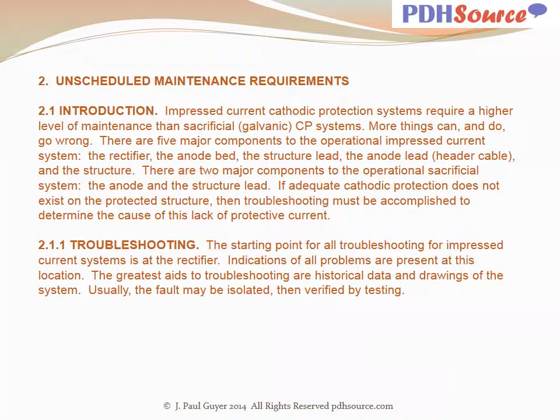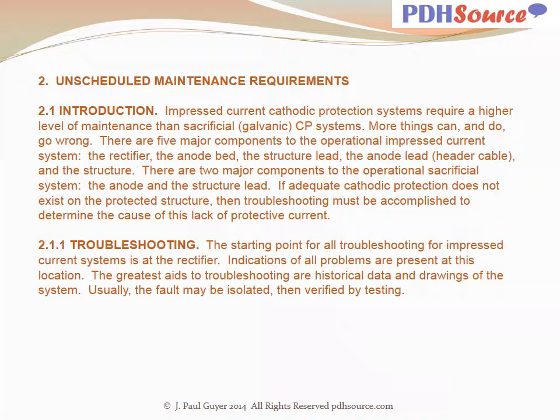Now, moving on to Chapter 2, if you will, the unscheduled maintenance requirements. Some introductory comments. Impressed current cathodic protection systems require a higher level of maintenance than sacrificial anode or galvanic cathodic protection systems do. More things can and do go wrong.